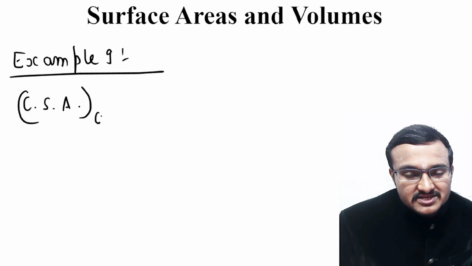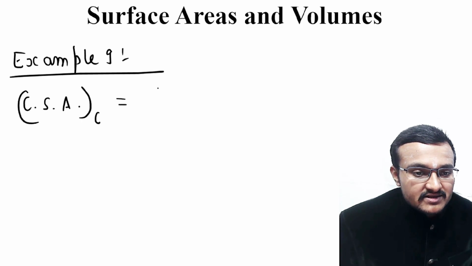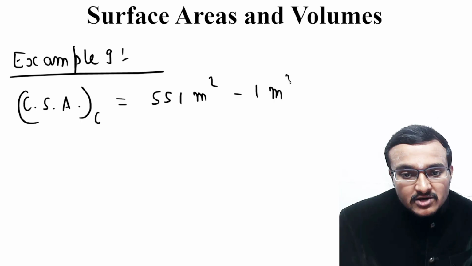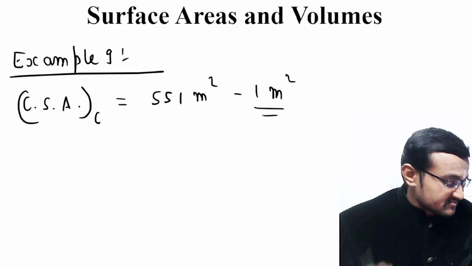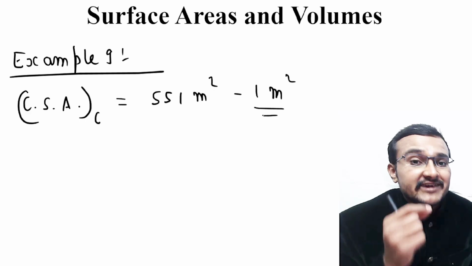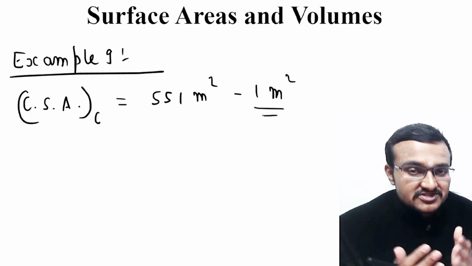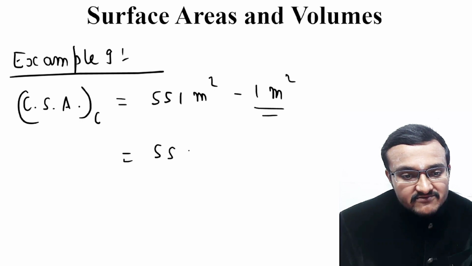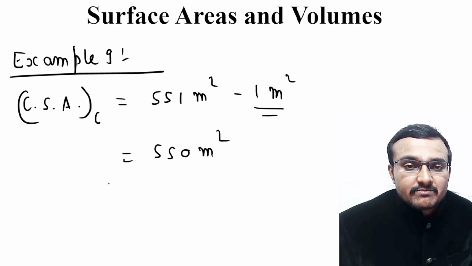So I'll just write C. Here the curved surface area will be 551 meter square minus 1 meter square. The reason I am subtracting 1 meter square is that 1 meter square went into the wastage of the canvas while constructing that tent. So that's why the total curved surface area will come to 550 meter square.